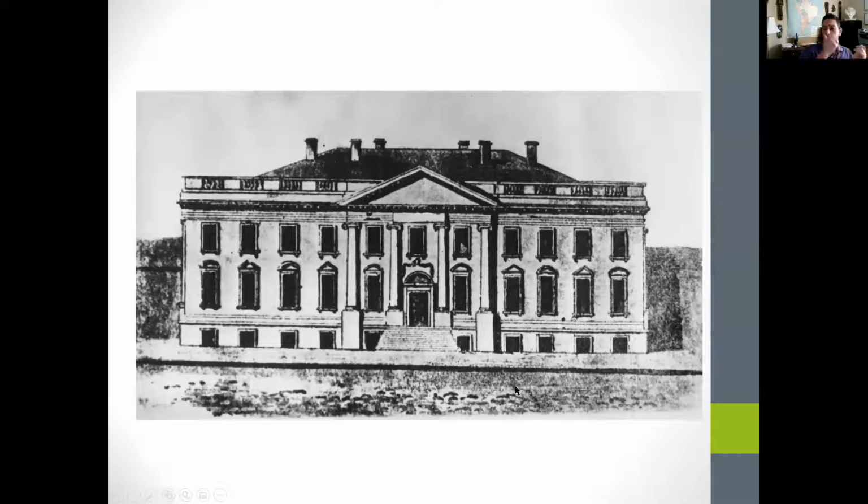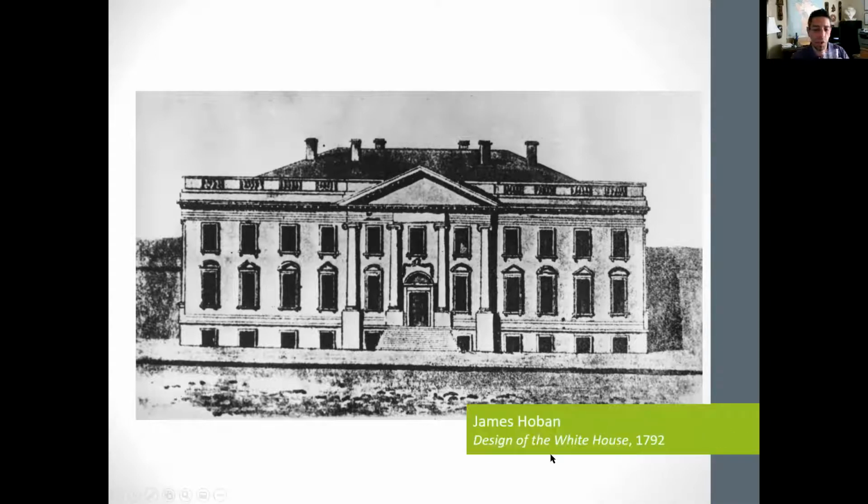Now, architecture tends to be one of those things in the world that is fairly symmetrical in many ways. You can actually find true symmetry. For most other things, it's really hard to find true symmetry. Hopefully you can recognize this building, right? This is the White House by James Hoban.